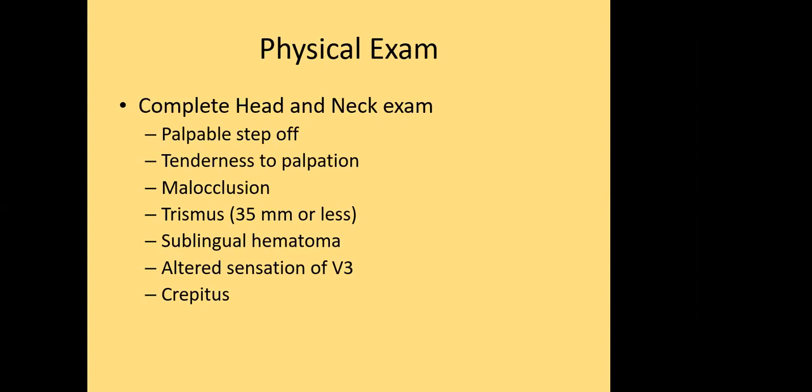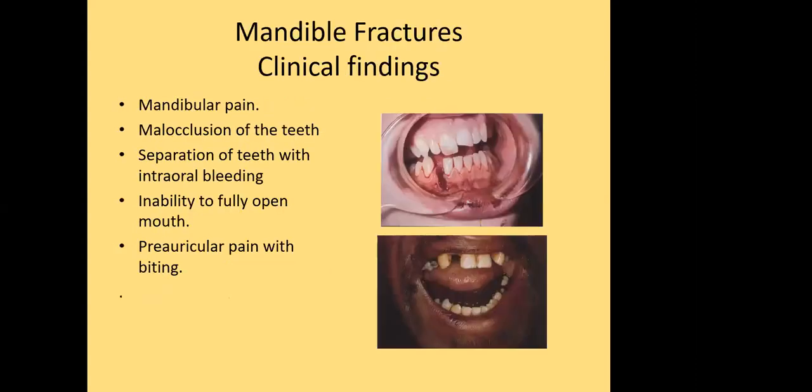Then a sublingual hematoma, I think I've already talked about that before. And the altered sensations, crepitus, even when they're opening the mouth and you can hear the TMJ, there's a lot of crepitations, then you know there's a problem. Now here, obvious fracture, here trismus. You can see this is very, very limited opening. This is an obvious fracture.